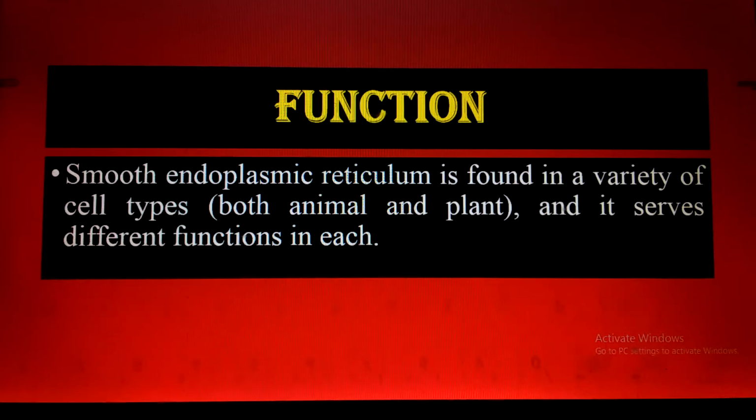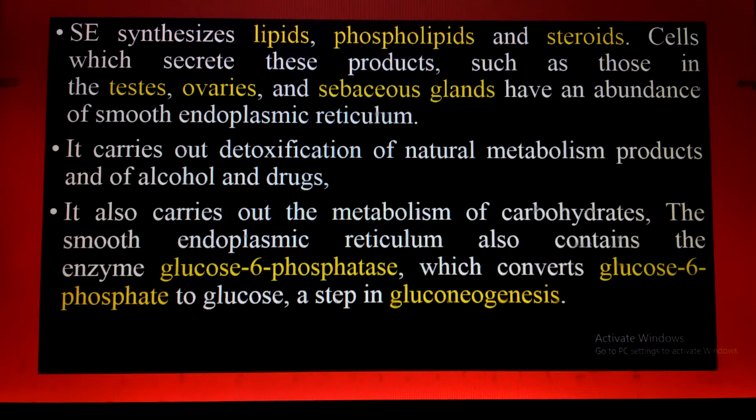Now I'm discussing the function. Smooth endoplasmic reticulum is found in a variety of cell types, both in animals and plants. It serves different functions in each. The first point about the function of the smooth endoplasmic reticulum is that it synthesizes lipids, phospholipids, and steroids. Is it clear?